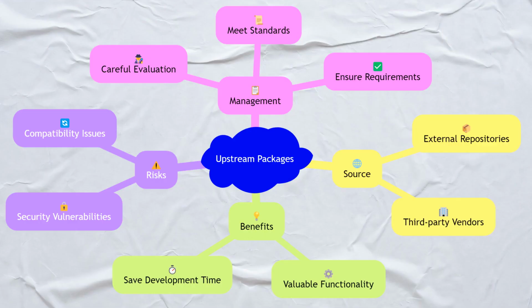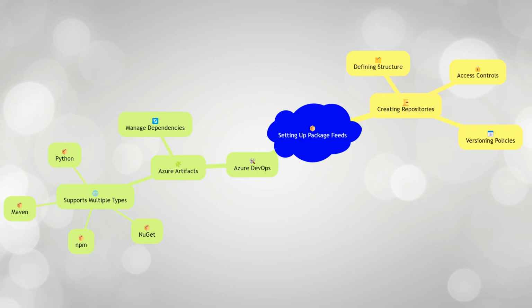Upstream packages are those that are sourced from external repositories, such as public package registries or third-party vendors. These packages can provide valuable functionality and save development time by leveraging existing solutions. However, using upstream packages also comes with risks, such as potential security vulnerabilities and compatibility issues. It is important for teams to carefully evaluate and manage upstream packages to ensure they meet the organization's standards and requirements.